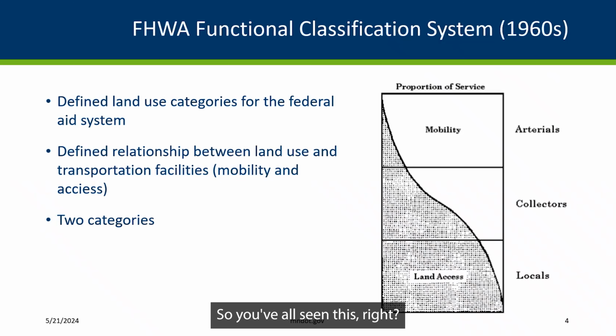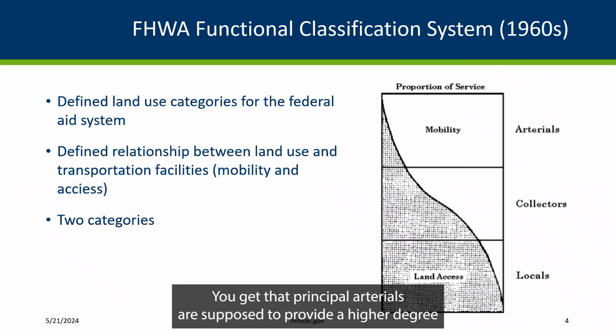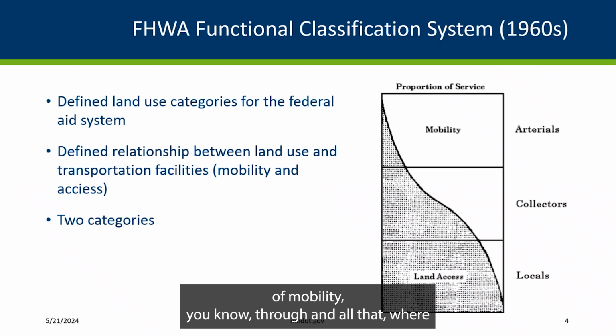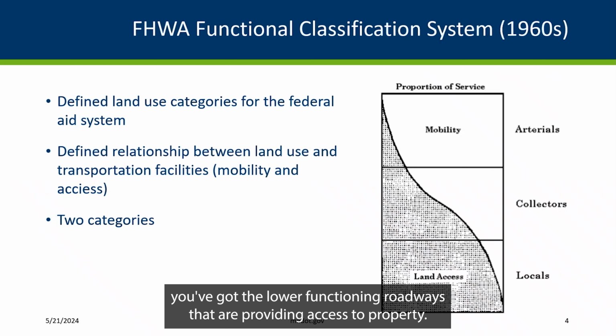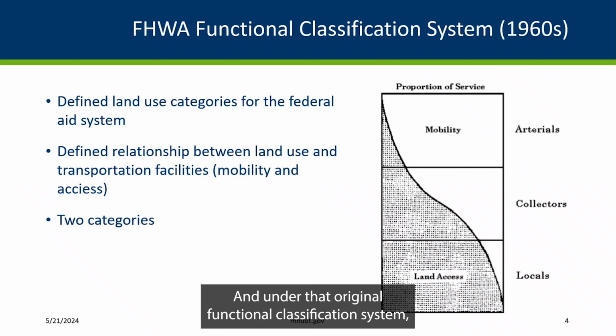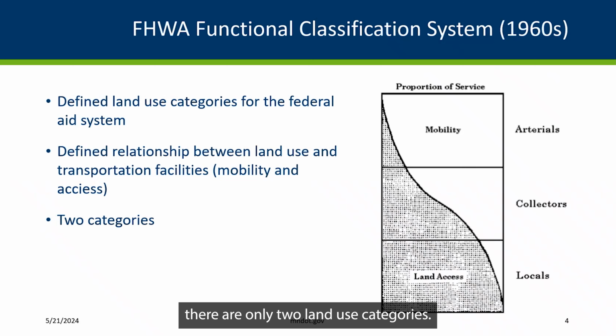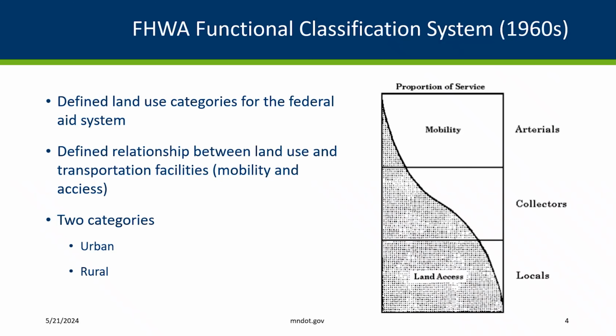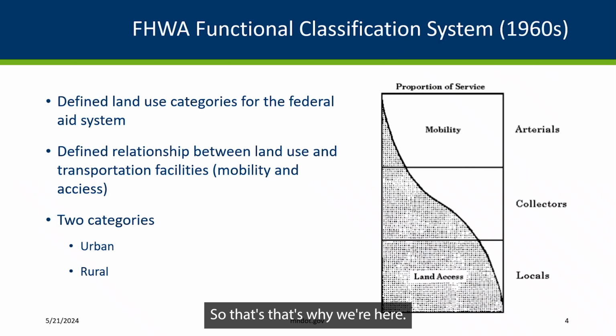So you've all seen this, right? The principal arterials are supposed to provide a higher degree of mobility, through movement and all that, where you've got the lower functioning roadways that are providing access to property. And under that original functional classification system, there were only 2 land use categories. Who knows what they are? Oh yeah, it was just urban and rural.